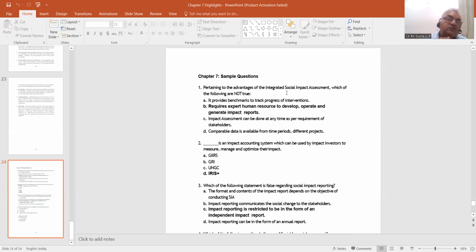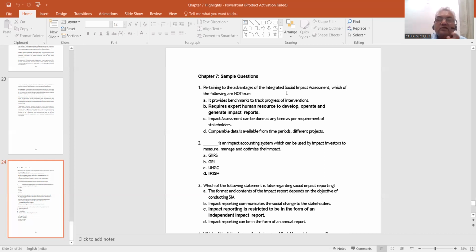So in this integrated social impact assessment, regarding the advantages, which is not true? That means which is not the advantage of integrated social impact assessment. This is basically the question. The first option is it provides benchmarks to track progress of interventions. This is true, an advantage of course. Then, impact assessment can be done at any time as per requirement of stakeholders. And comparable data is available from different time periods and different projects.